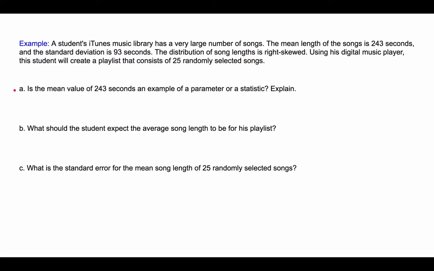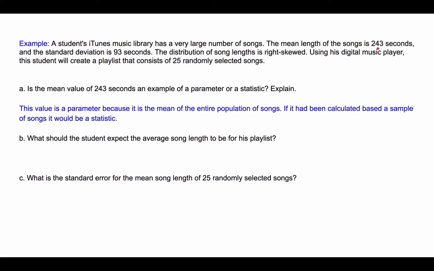Part A first: is the mean value of 243 seconds an example of a parameter or a statistic? Explain. Now, a parameter is a number based on the entire population, in this case, the entire population of songs. A statistic is a number based on a sample. In this case, we're told that the student has a music library with a lot of songs, and the mean length of the songs is 243.